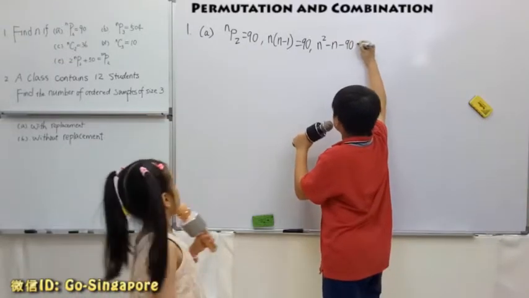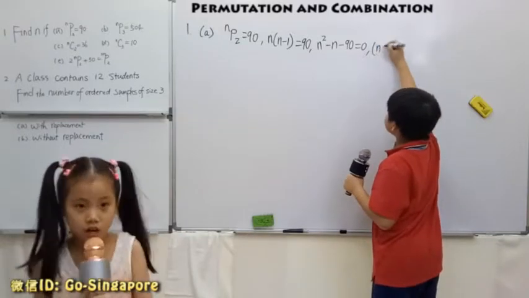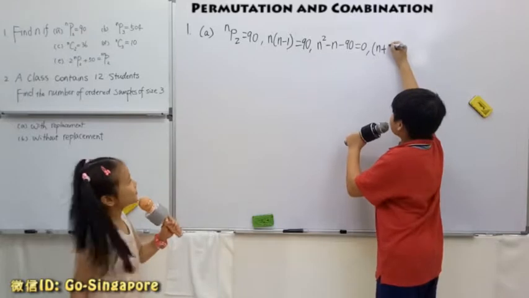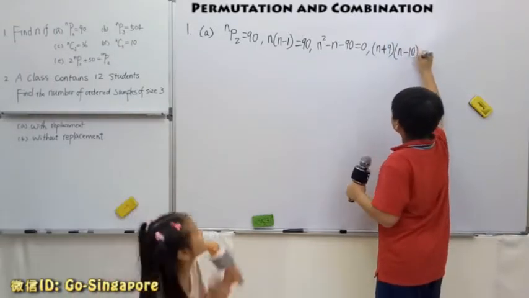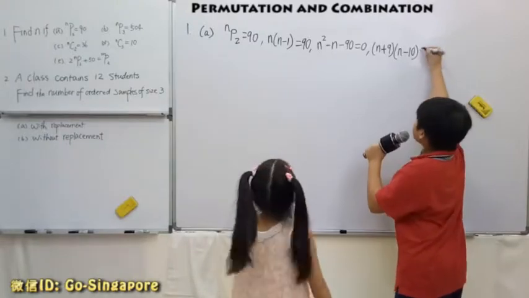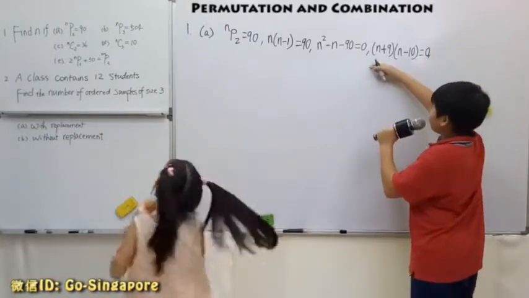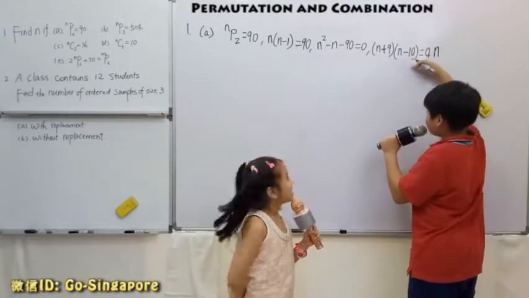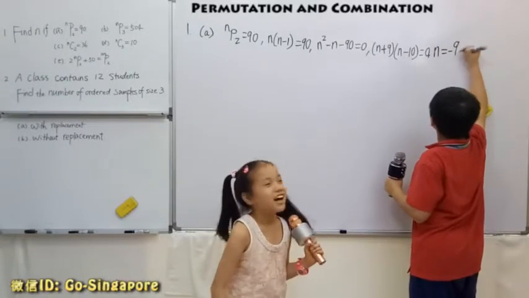Then we use cross multiplication. So this is actually n plus 9 times n minus 10. Write it higher because your words are dropping lower. Okay, like this, right? Yes.